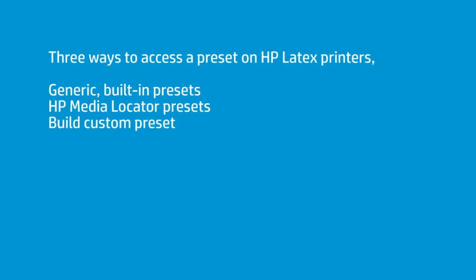So those are my 3 ways. You have generic presets, those are built into the printer, all ready to go. Then you have media locator presets. Many of them are on the printer already, certainly a lot of the HP material, but the other ones are either on the search, which is right on your panel here, or you can use the HP Media Solutions Locator, which is a foundational tool. I'm going to go over that in a little bit.